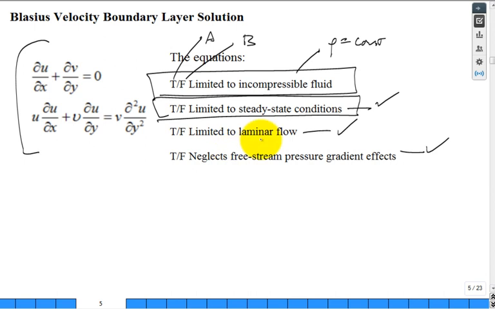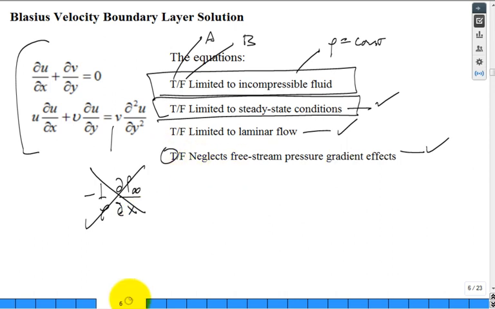Is it a laminar flow? Yes. You could put a turbulent viscosity and fudge it for turbulent flow, but we don't do that. It's just laminar. And does this equation neglect the free stream pressure gradient? Yeah, it's not in there. There's not this minus 1 over rho, the partial of P infinity with respect to x. That would have a pressure gradient in the free stream, which would either accelerate or decelerate the flow. But that's not in here. So this is neglected. That's true.